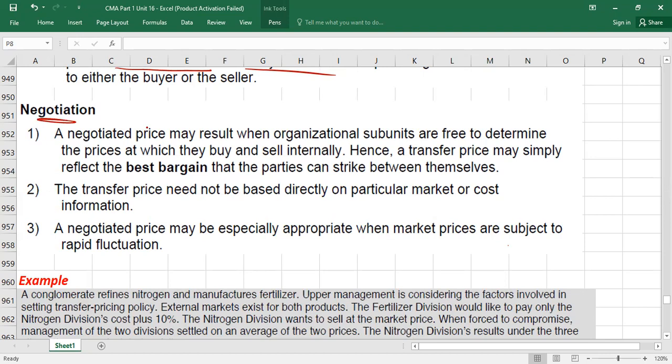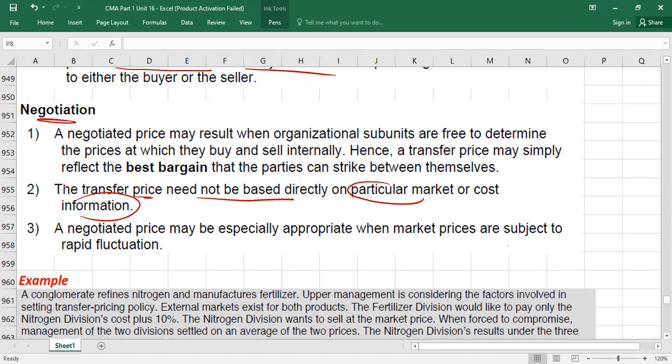negotiation is the fourth strategy. It could be the fourth transfer price which can be set. What is negotiation, guys? Simply the buyer and seller will sit and they will negotiate the price. Right or wrong? They will negotiate the price. What should be the price? So that is called negotiation. Okay, so here they're saying that the transfer price need not be based directly on a particular market or cost information. Here you will negotiate. You will sit together, obviously, both buyer and seller. They will take care of their own interest, and then they will decide the transfer price.